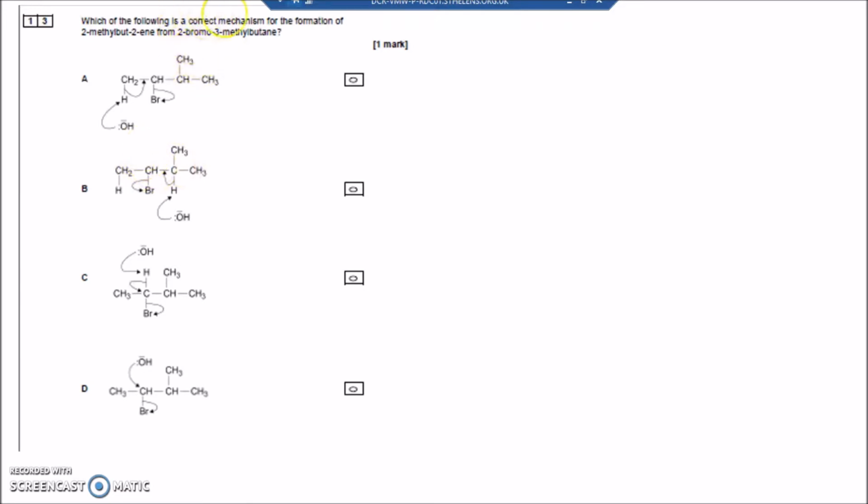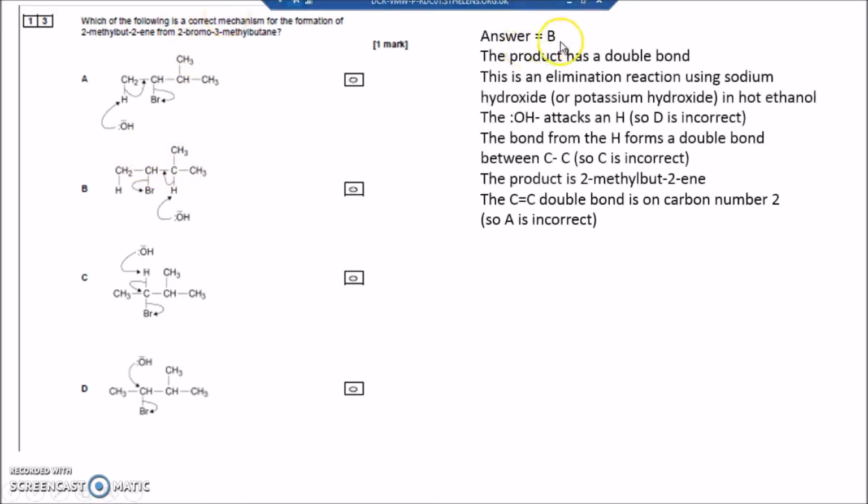Let's look at question 13. I'm going to do spoilers on this one, so I'm going to tell you the answer is B. But the reason for it to be B is, let's have a look at C first of all. The OH minus is going to take the H, but then this H-C bond should go between the two carbons to form but-2-ene. So in this case you're getting some kind of strange mechanism here where it's going on to the C, and I don't know why that would be. The bond from the C to the H goes between the two carbons, not onto the carbon.